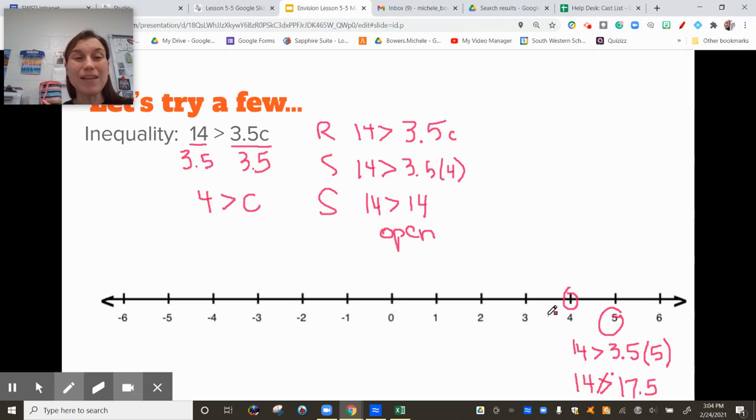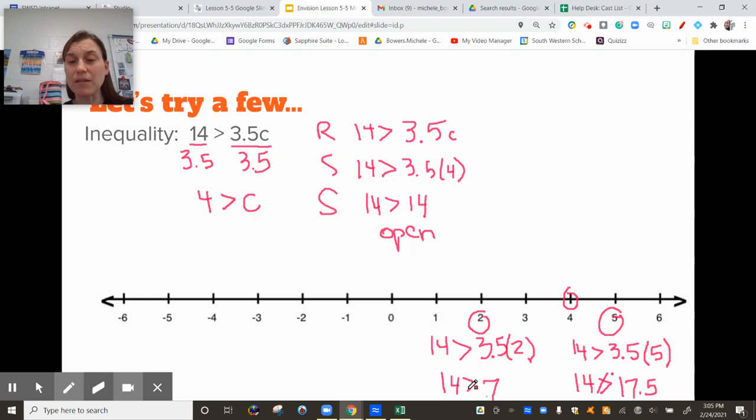So I'm going to choose a number that's less than 4. I'm going to choose like 2. I'll pick 2 and see if that works. So 14, I didn't erase anything over here. I left that. That's not a mistake. That's just my work. So it's okay that it's over there. So 14 is greater than 3.5 times C, and you would substitute in 2 for C, and I would get 14, still there, still greater than, and 3.5 times 2 is 7.